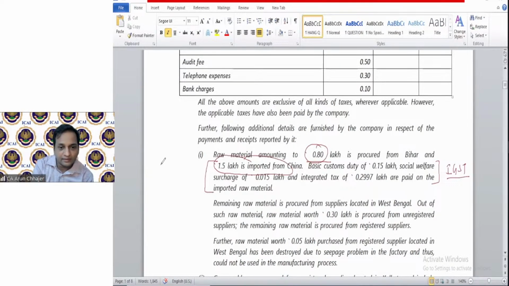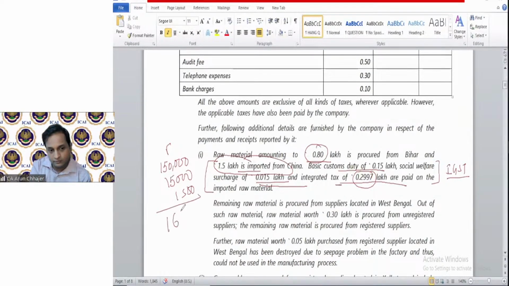We all know that for GST, 1,50,000 is the basic value. Custom duty, social welfare cess and integrated tax are paid on the imported raw material. So please check and verify. The total value of the goods, the raw material, is 1,50,000. Add the basic custom duty 15,000 and add the surcharge 0.015 lakh, which means 1,500. So if I add the total, 1,66,500, what is the percentage? 18%.